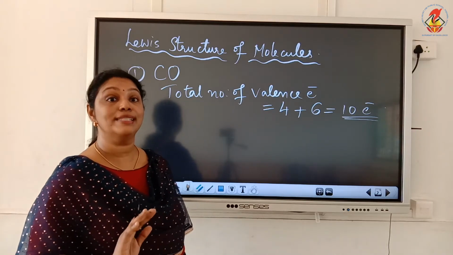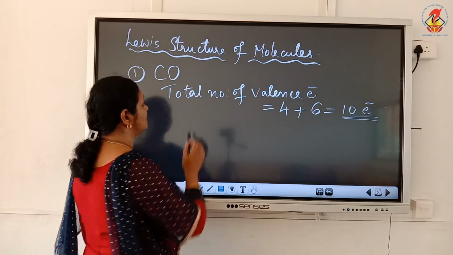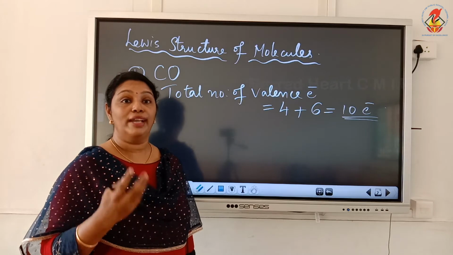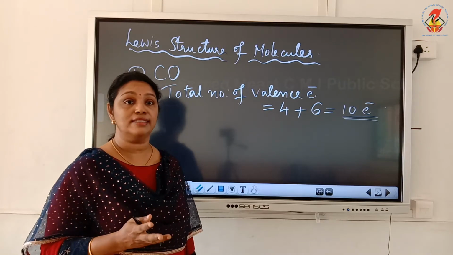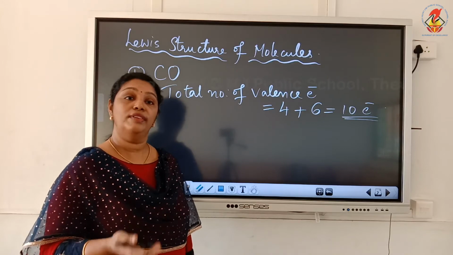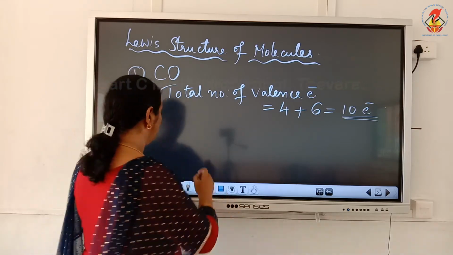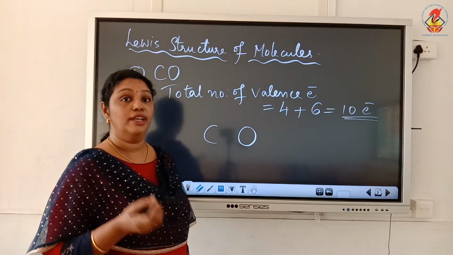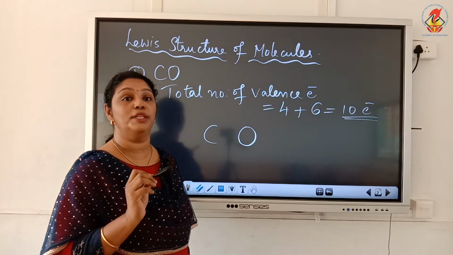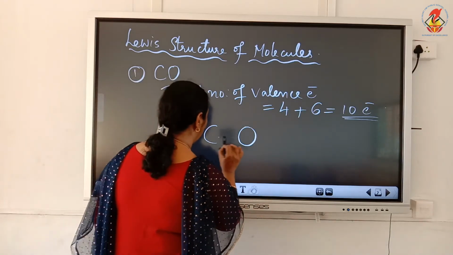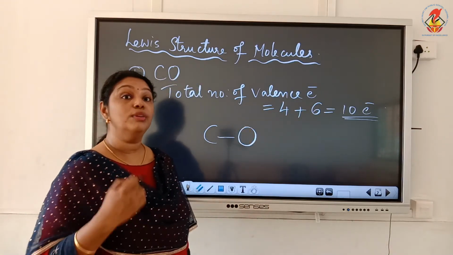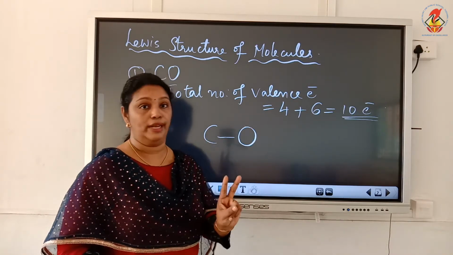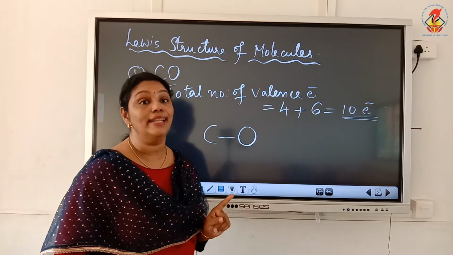Now the next step is to draw the skeletal structure. Skeletal structure means, in this case we have only two atoms, one is carbon, one is oxygen. So no need to find the most electronegative element or the least electronegative element in this case. We have to write carbon, oxygen. So the symbol of carbon is C and oxygen is O. Now after that, you have to put a single bond between both the atoms. So I am putting a single bond. Now you know that one bond means how many electrons? 2 electrons. Now we have a total of 10 electrons.